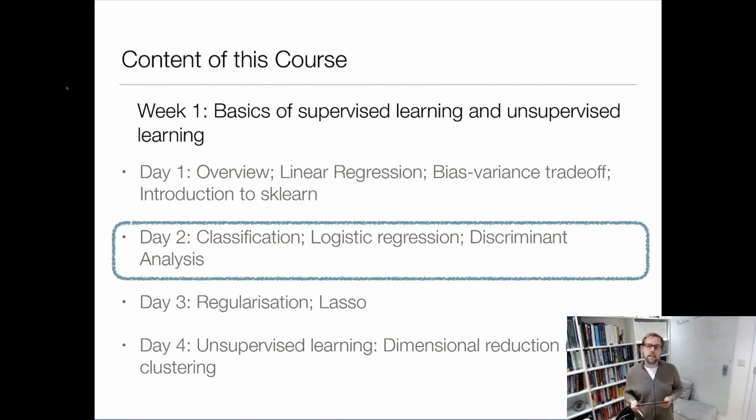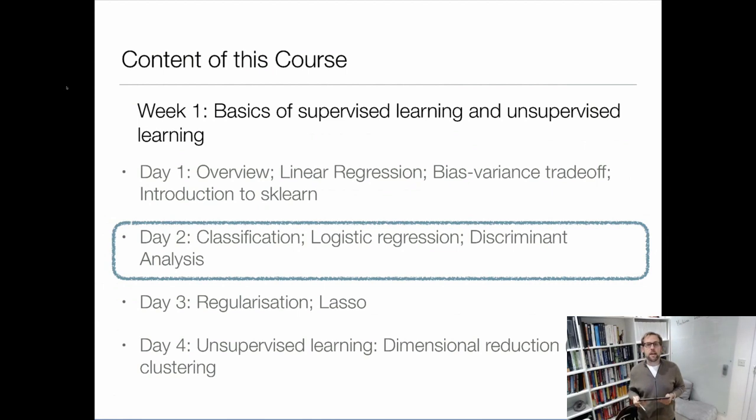So yesterday, everything was about regression, which is when we want to make predictions of a function which has continuous output variables or continuous labels. Today, we want to talk about classification. Classification deals with a case where the output variables or labels are discrete.